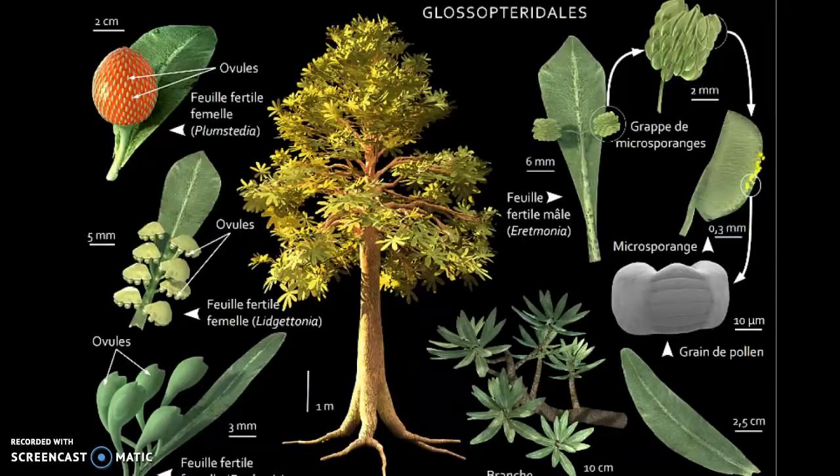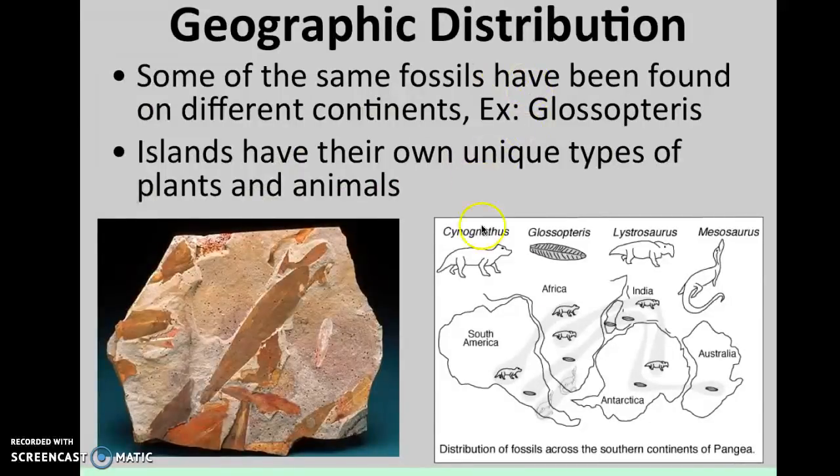But because we know what this organism, this plant, was like, that it grows in a tropical area, and we found fossils on the continent of Antarctica, it leads us to believe and gives us evidence that Antarctica once was a more tropical environment. It must have been closer to the equator at one time. So some of the same fossils have been found on different continents, as an example.